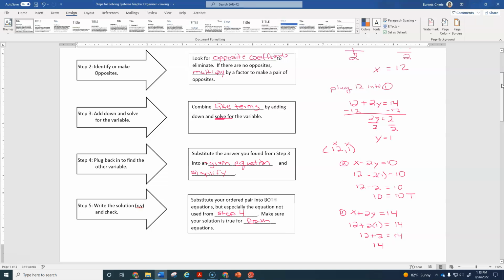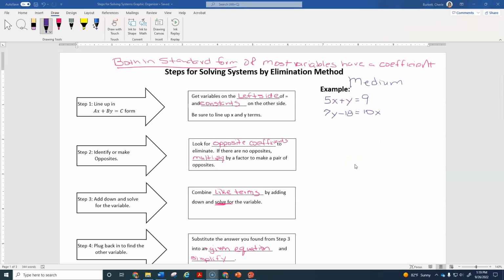And 12 plus 2, I get 14 equals 14, which is also a true statement. That means my answer, (12, 1), is indeed the solution to that system. So this is a medium level of difficulty problem.